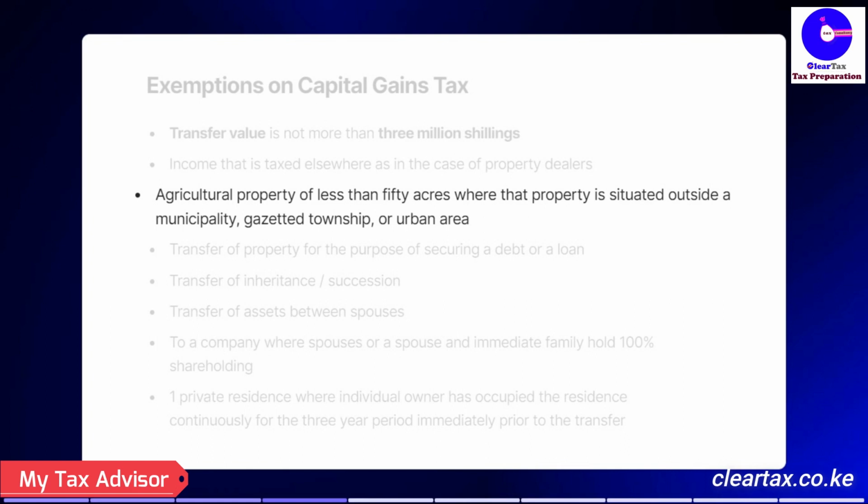Then we have sale of agricultural property or agricultural land that is less than 50 acres, and where that property is situated outside a municipality, a gazetted township, or an urban area. So if you're selling land below 50 acres, and specifically agricultural land below 50 acres, and it is outside a town, then that is not subject to taxation. You don't have to pay capital gains tax.